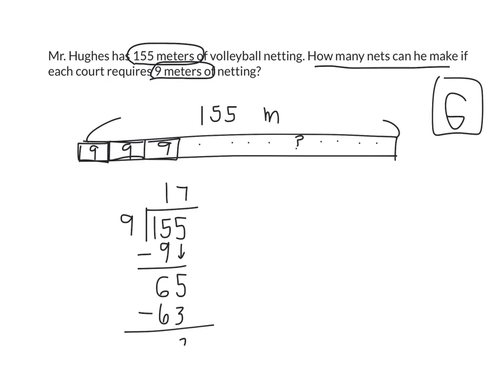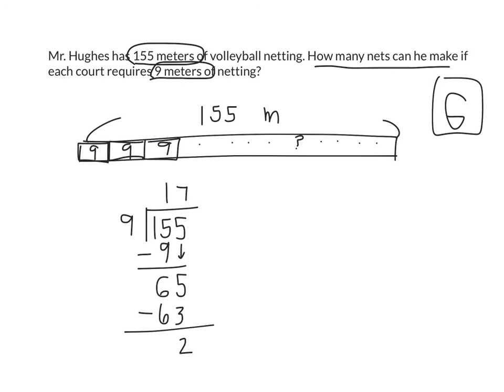And I have 2 meters left. So what does that mean? That means that Mr. Hughes can make 17 full nets. And at the end of making 17 full nets, what will he have left over? 2 meters of netting. Can he do anything with those 2 meters? No. Can he make a full net? No. Do volleyball players want a partial net? No.